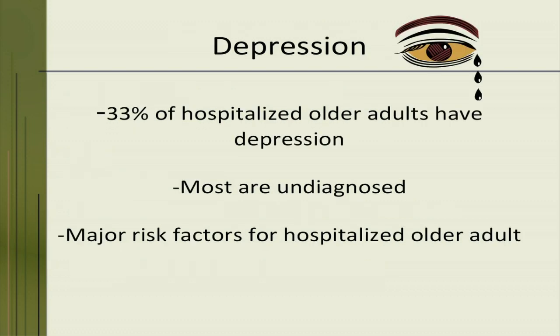Let's talk about depression in a hospitalized patient. Depressive symptoms in hospitalized older adults are common and prognostically very important. 33% of hospitalized older adults have depression, and most of these depressions go undiagnosed or unnoticed. Depression is a major risk factor for hospitalized older adults.